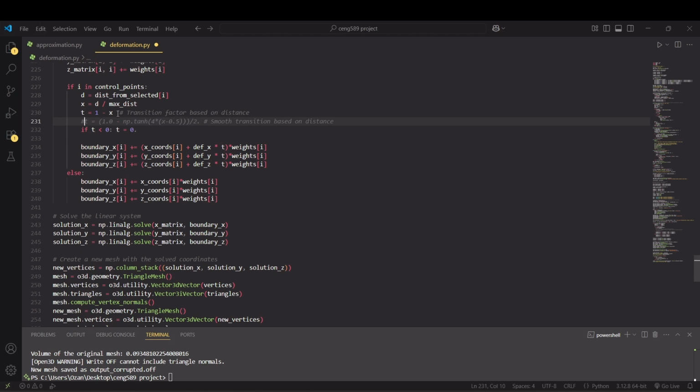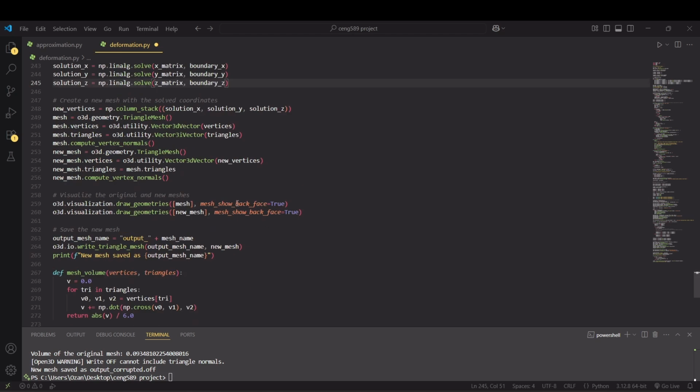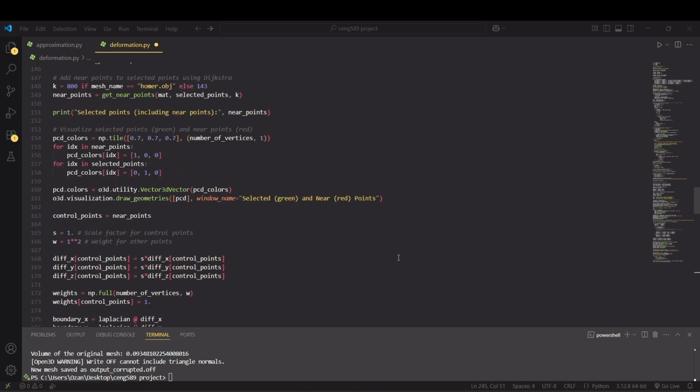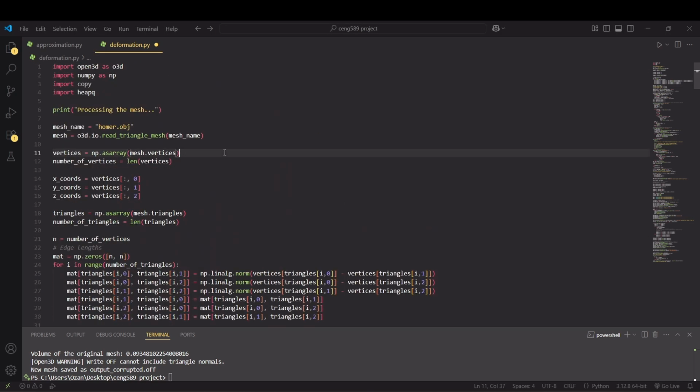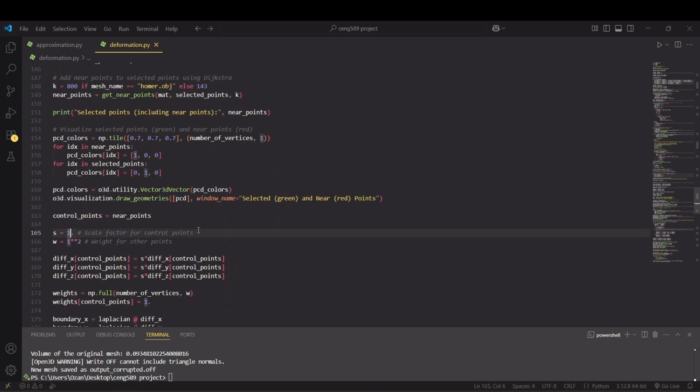So this is the linear deformation function, and here I apply the deformation with these code pieces to the moved vertices, and these are the other vertices. Again, I solve for x, y, and z separately, and these again are for visualization and saving output purposes. Now let's run the code for s equals 0 and s equals 1.